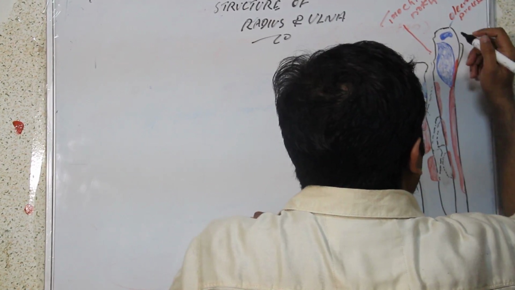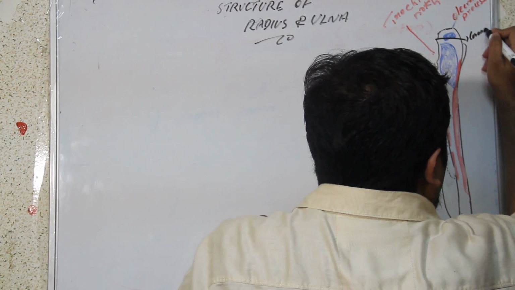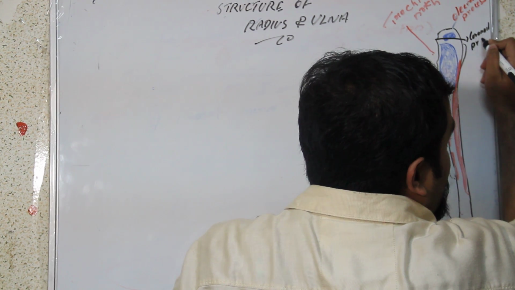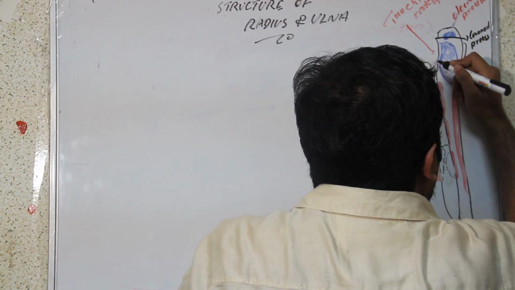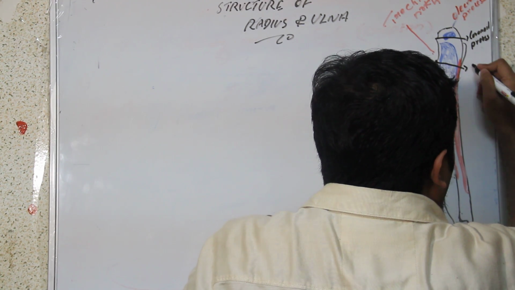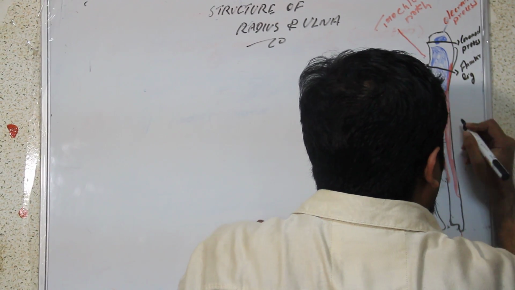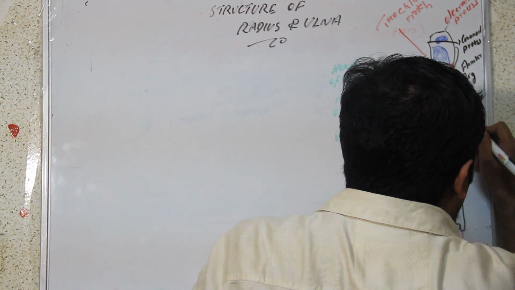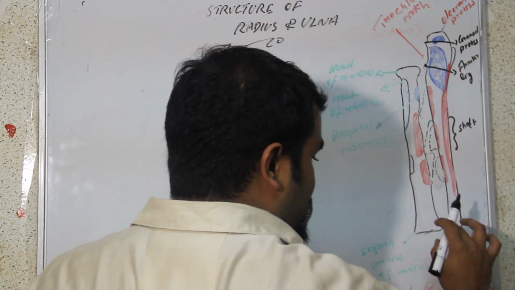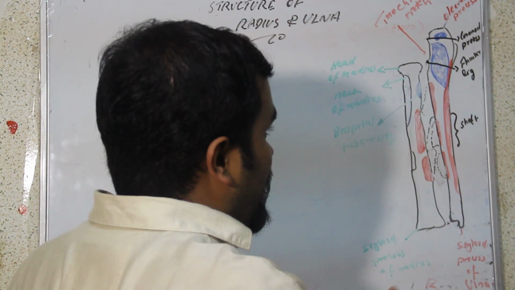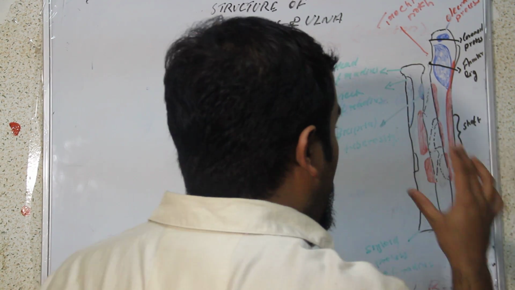Now this is the coronoid process. We studied the coracoid process in the scapula; this is coronoid. Now here we have a ligament known as the annular ligament. This is the shaft of the ulna. So coronoid process, trochlear notch, annular ligament, shaft, and styloid process of ulna. These are the main structures regarding these two.